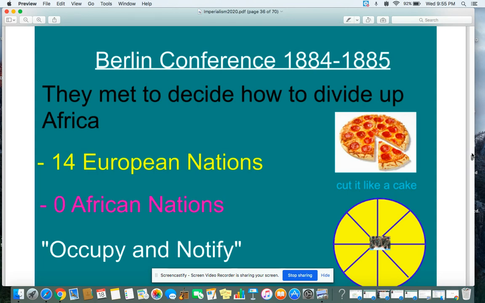Literally, they made it almost like pizza. When I was in college, we'd all gather around and we'd say, "Okay, I get this corner, you get that corner." We'd divide it up. And sadly, that's what they did to Africa. The European powers sat around a table in Berlin and they divided up Africa.